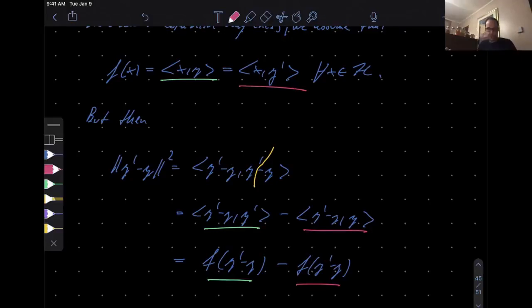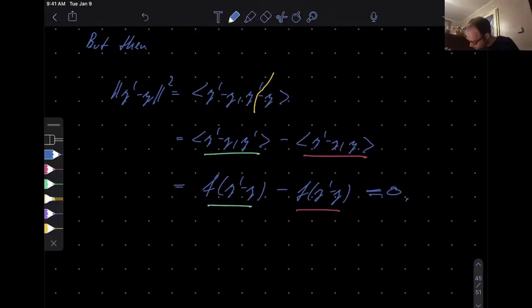Yeah, but now you're subtracting the same quantity from each other. So that is obviously equal to 0. And you have shown that a norm is equal to 0, and that only happens when the vector inside is the 0 vector, and here this just means that y prime is equal to y. So you have uniqueness of the representation. So y prime is equal to y, it has uniqueness.